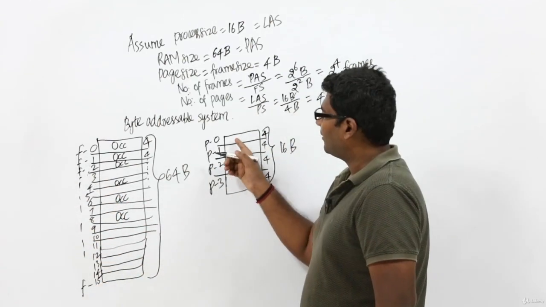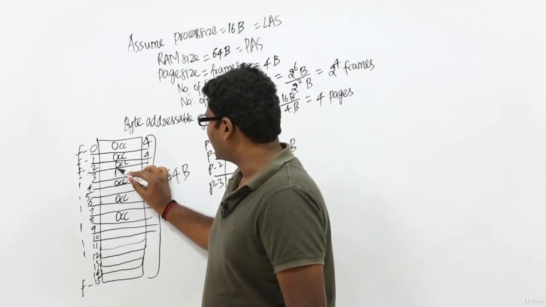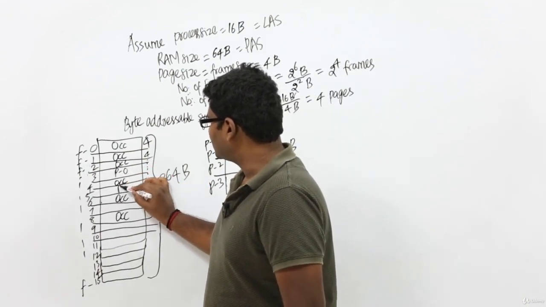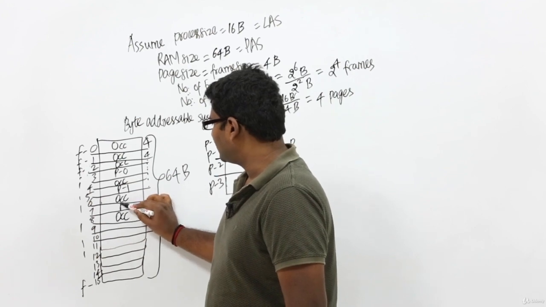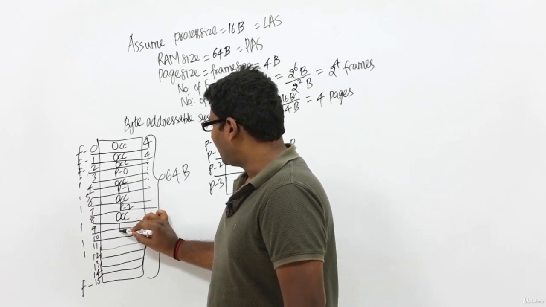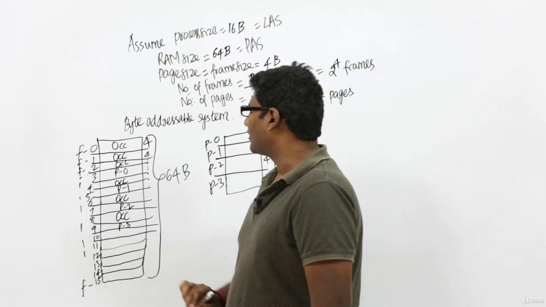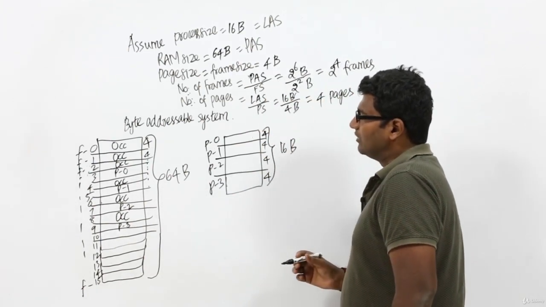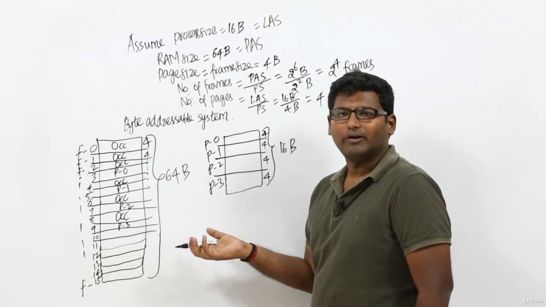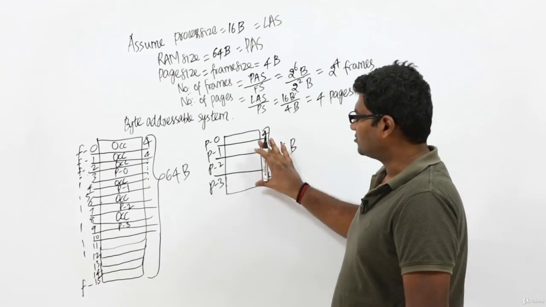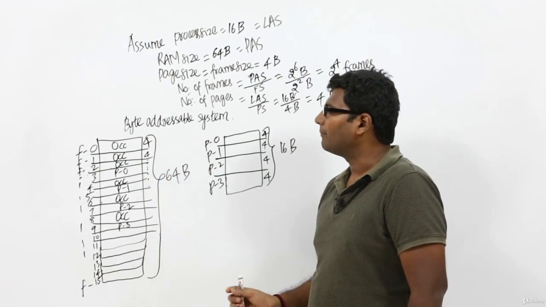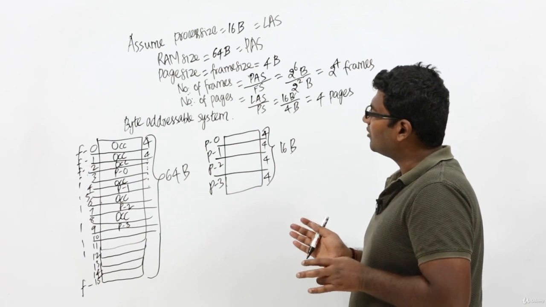Now let us assume page 0 is placed over here, page number 1 is placed over here, page number 2 is placed over here, and page number 3 is placed over here. Clearly, here there is non-contiguous allocation, which means our process is placed in non-contiguous addresses of RAM. Fine, this works perfectly fine.